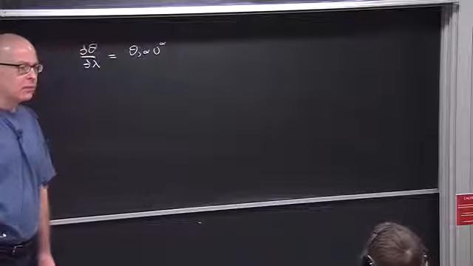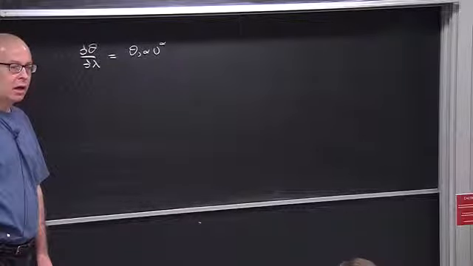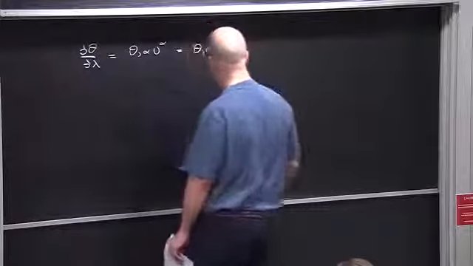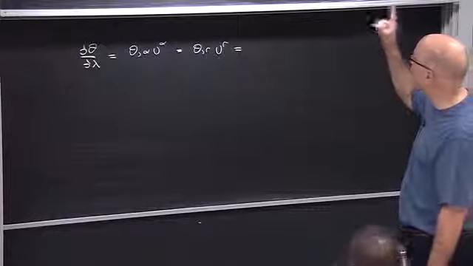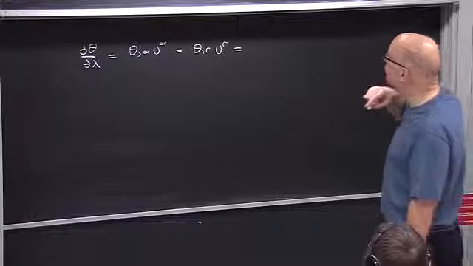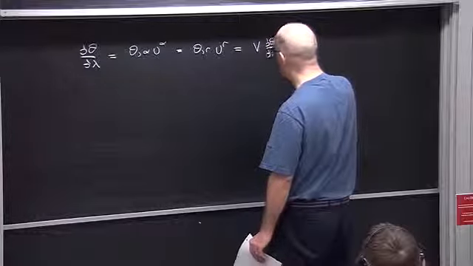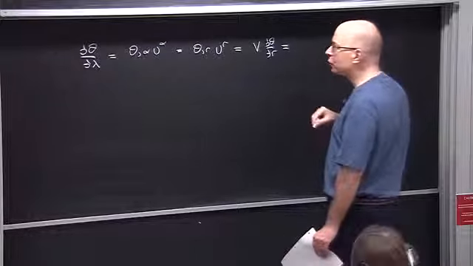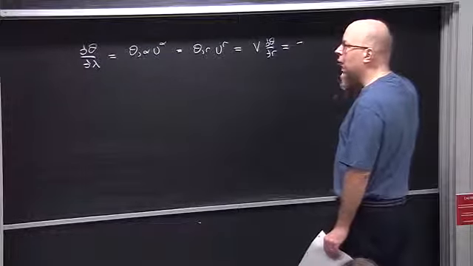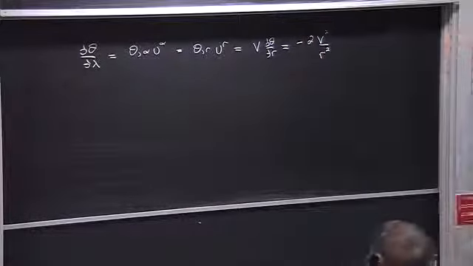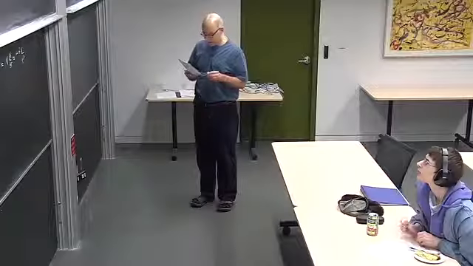Now, the expansion only depends on r, so the only component that's going to matter is the radial component. So we get θ differentiated with respect to r times the r component of the velocity vector. The r component of the velocity vector is v, so it's v times dθ/dr, and that's easy to calculate. It's minus 2v over r squared. So we get minus 2v squared over r squared for the rate of change of the expansion.